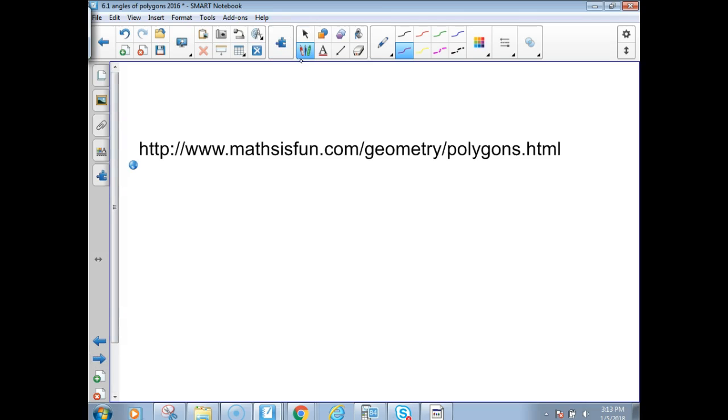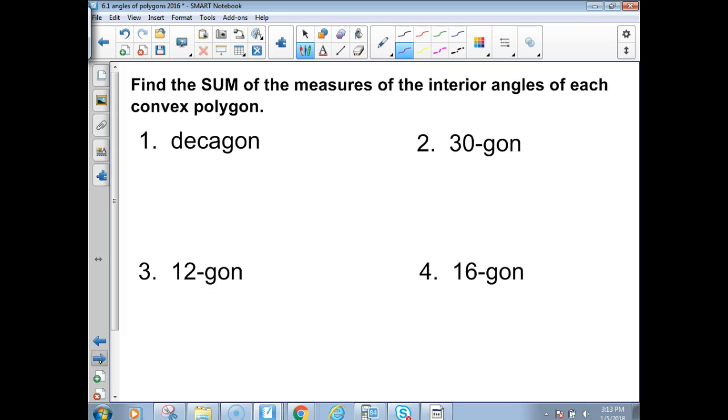I'll skip over that one. Let's do some problems, and then I do have one I want to show you once I get to the exterior angle topic. Find the sum of the measures of the interior angles of each convex polygon.